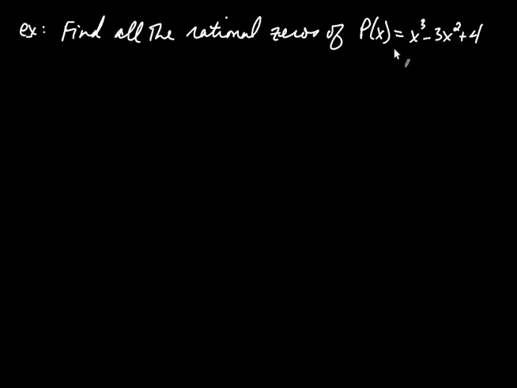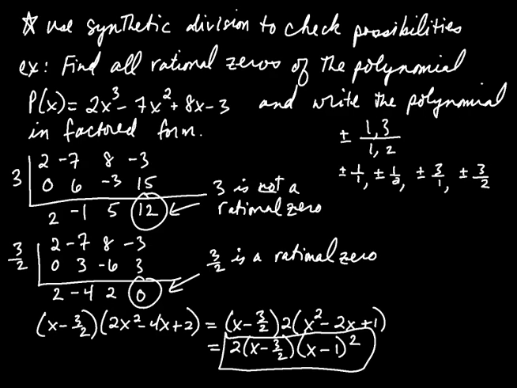Let's find all the rational zeros of p of x is x cubed, take away 3x squared plus 4. Oh, before we do this, one last word about the previous example. Something I want to mention. Notice that when you look at this, you can see that x take away 1 is a factor as well, right? Now, what that means is that if I would have tested positive 1 here, because that was a possible rational zero, I would have found that it worked. I would have gotten 0 here as well.